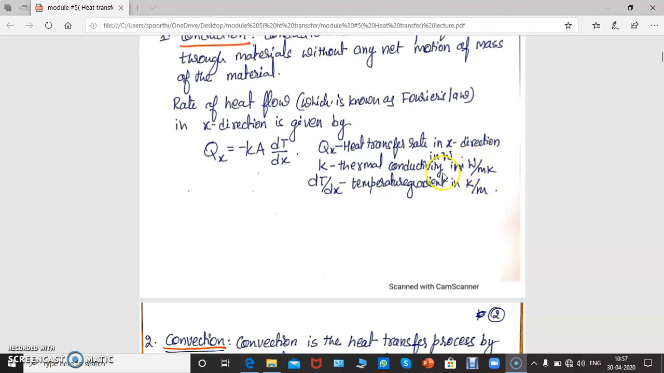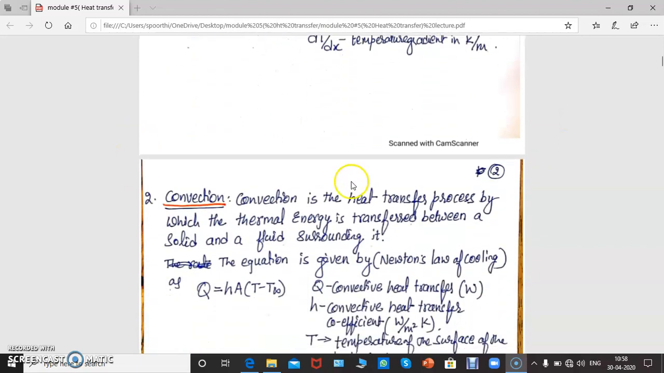Meter or centimeter, it depends on the problem. However, you have the option, depending on how you deal with it: either you use a degree centigrade scale or degree Kelvin. Now, what is this dT by dx? Capital T means the temperature. So, temperature gradient, so Kelvin per meter. So, this is the basic equation that we will be using in conduction.